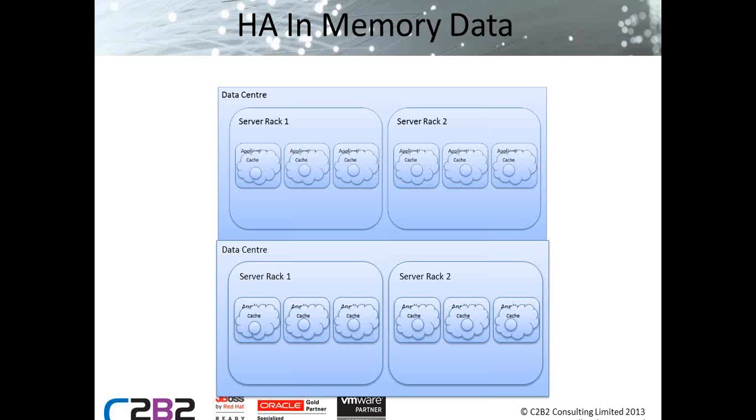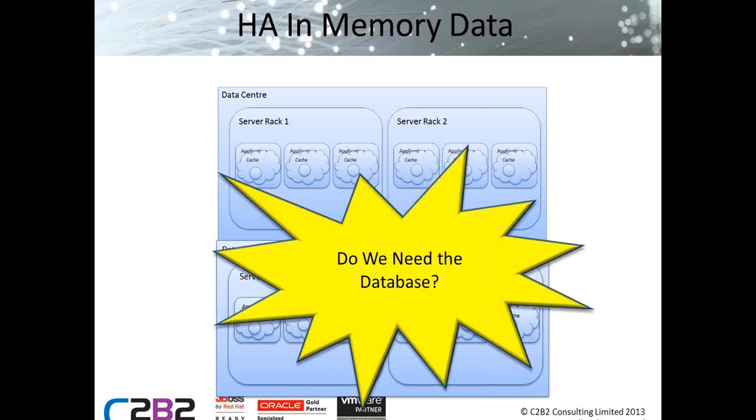And if you have a very highly available in-memory data set, then the question is, actually, do we need the backing store database at all? And this is what essentially is a data grid. A data grid is a database of record for your application without necessarily a database.